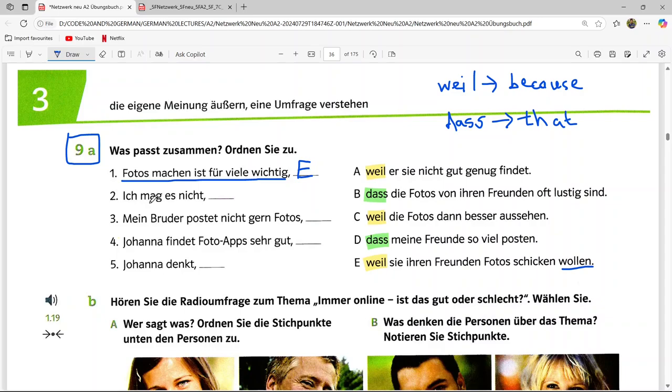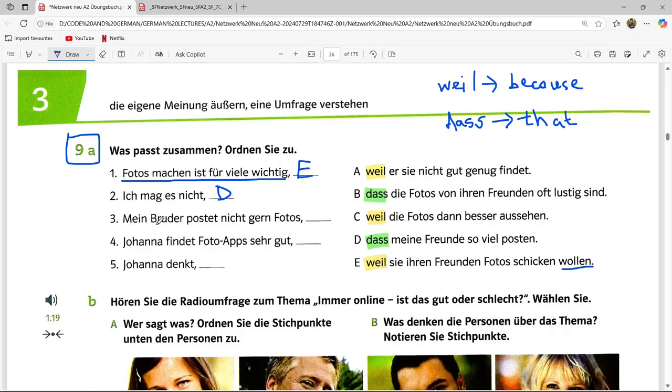It is not talking about some person. If it is a person, then we have to give a reason. Okay, it is talking about some things. So I don't like this thing. Ich mag es nicht. Then we don't have to use weil here, we can use dass here. So, ich mag es nicht, dass meine Freunde so viel posten. I don't like it that my friends post a lot.